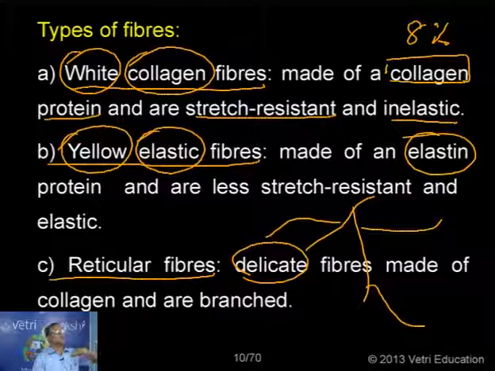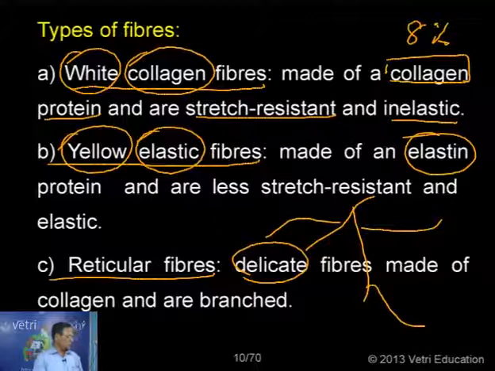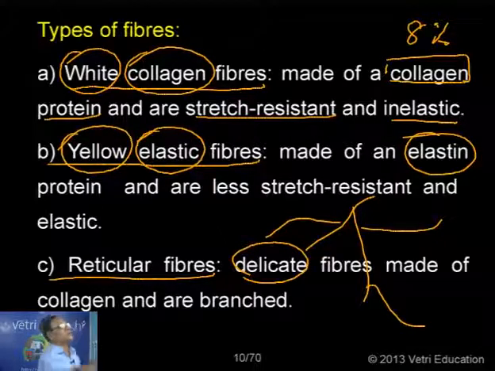So either collagen fibers or elastic fibers are unbranched, whereas normally the reticular fibers are highly branched, hence the name given reticular fibers.